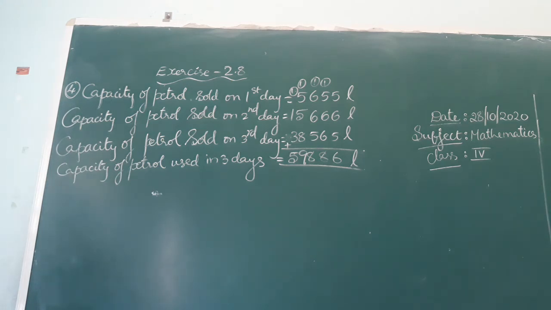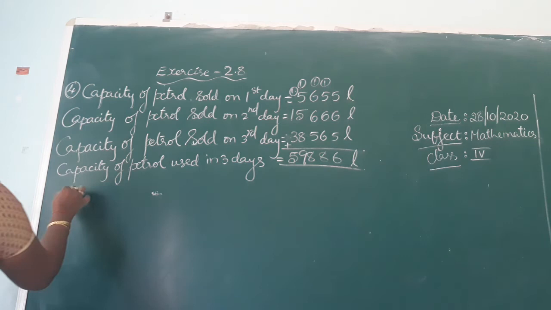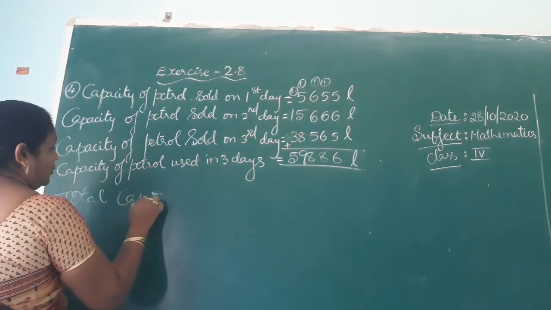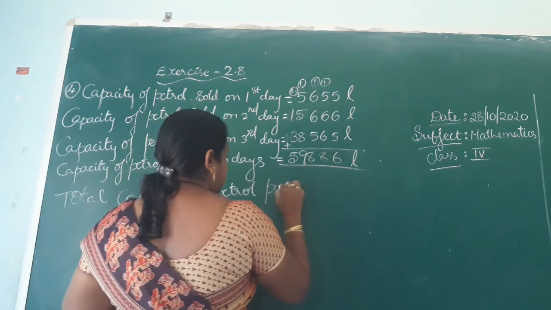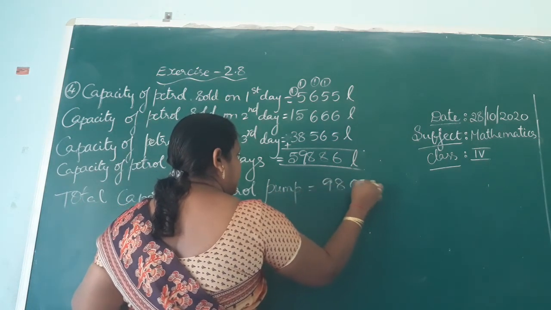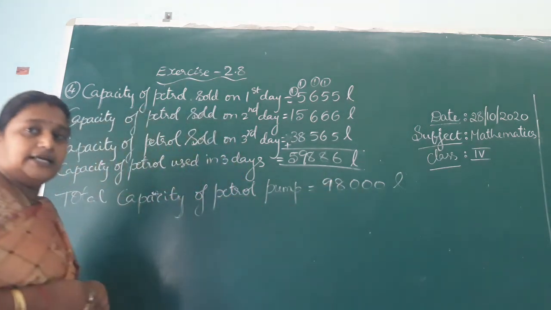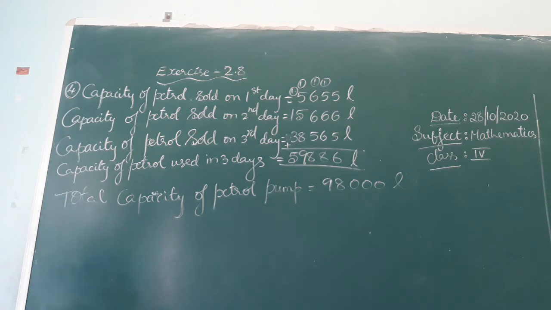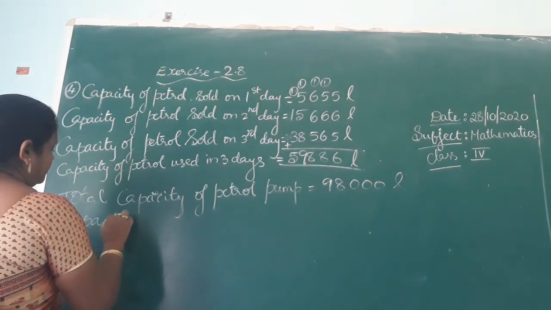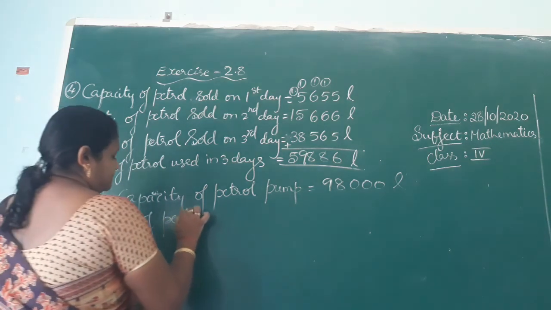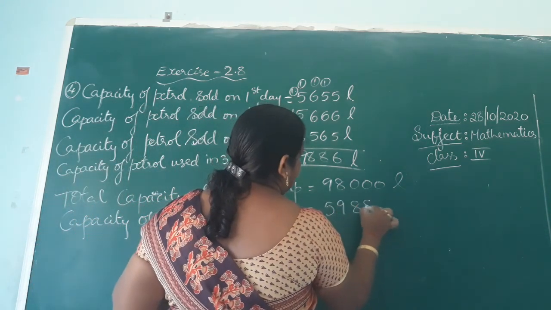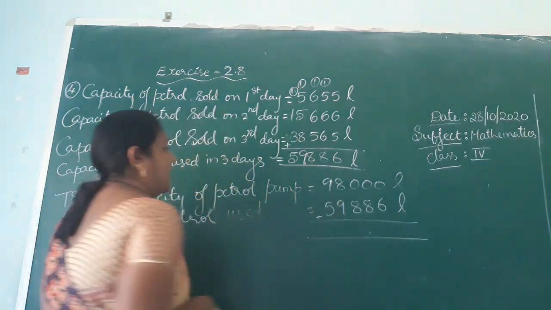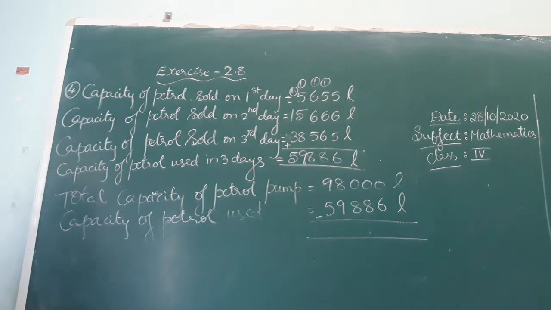But what is the question they asked? How much petrol was left in the petrol pump? So what is the total capacity of the petrol pump? It's nothing but 98,000 liters. So capacity of petrol used. How much petrol was used? 59,886 liters of petrol was used. What is the question they asked, Rasamma? How much petrol was remaining in the petrol pump?